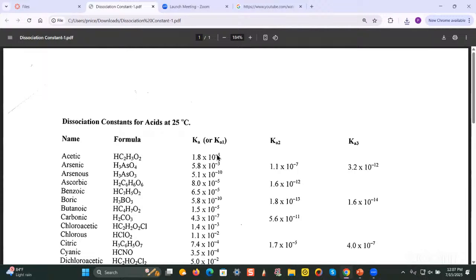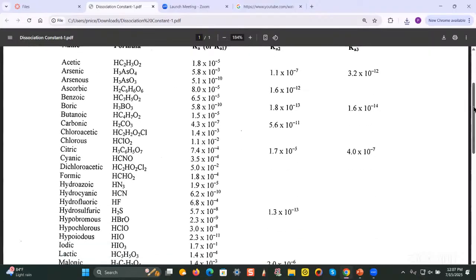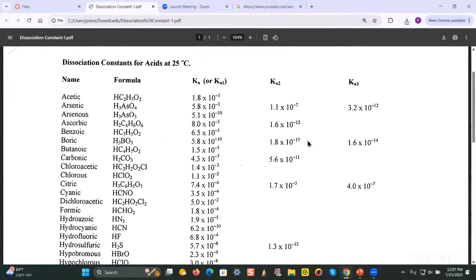So you'll be provided this table, and this is a more comprehensive list of different weak acids and their corresponding Ka values, right? You see that there are some weak acids that have more than one Ka value. The first one is called Ka1, then Ka2, or Ka3.